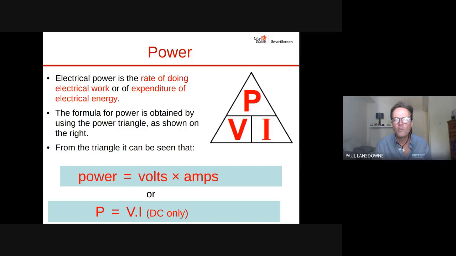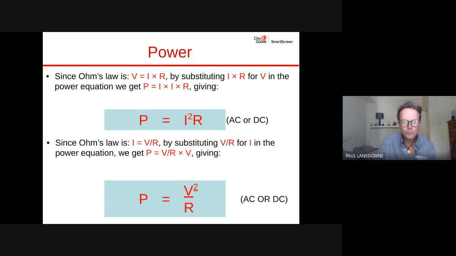So we have P over VI. From the triangle, we can see that power is equal to volts times amps, or P equals VI, for DC only. Since Ohm's law gives V equals I times R, by substituting I times R for V in the power equation, we get P equals I squared R.